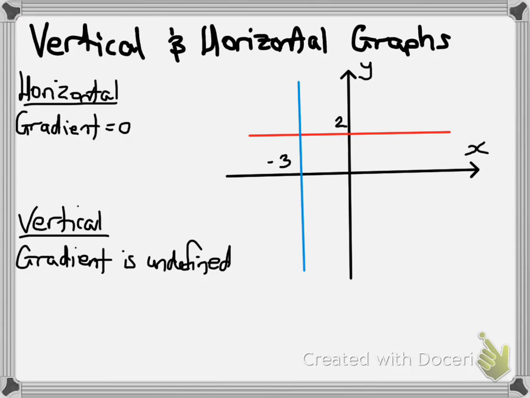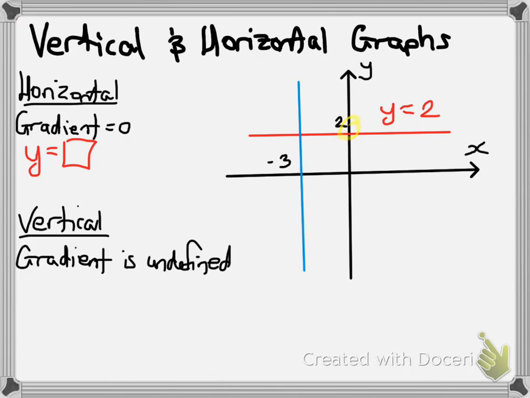So if we look at the red line, being the horizontal one here in this instance, the gradient of this one is actually zero. Rather than being a positive or a negative number, we give it an answer of zero. In equation form, it's very, very simple: it's just y equals whatever number it crosses on the y-axis. So if we look at this particular graph, we can see that it's going through the number 2 on the y-axis. So the actual equation is simply y equals 2. There's no x, there's no plus or minus or anything else, it's simply just that.